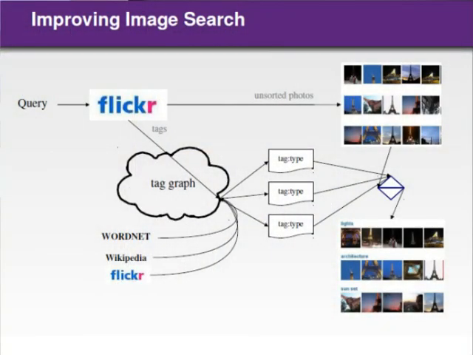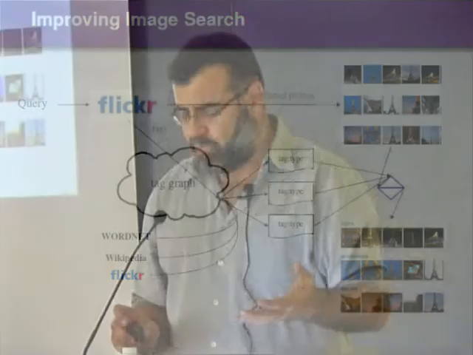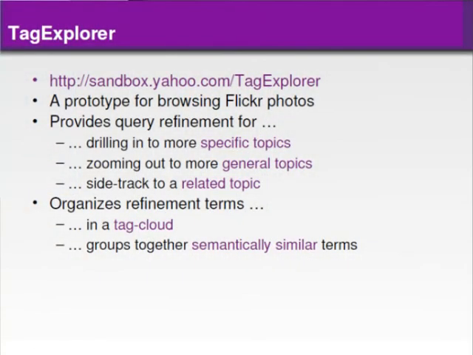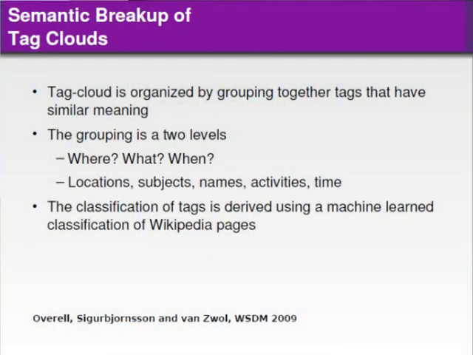And then you can say, okay, can we structure pictures in a different way, so the experience of looking at pictures is better? You can cross tag information with WordNet and Wikipedia. What will happen? We did last year a demo called Tag Explorer, so you can use this on the website for demos of Yahoo Labs. It's called sandbox.yahoo.com. This is basically an infinite browser of images where you have pictures organized by three topics: where, what, and when. And then you have things like location, subjects, names, activities, time, and so on.